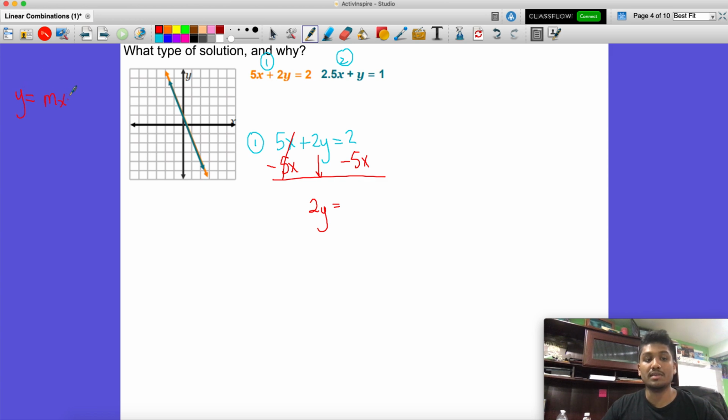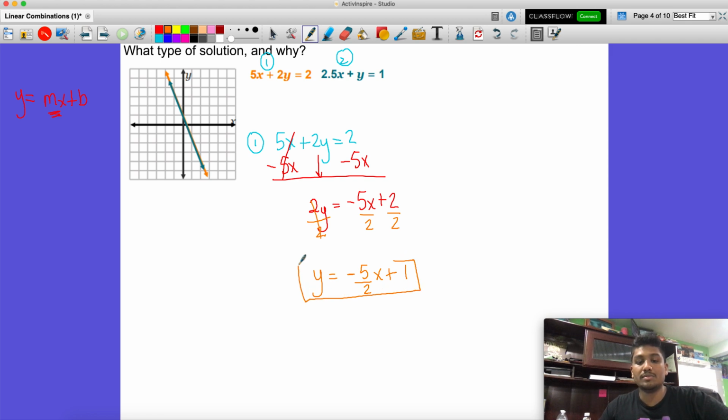This is y equals mx plus b, so our x is going to come first, so negative 5x, and then the plus 2. And to get the y here by itself, you divide everything by 2, and what you're going to get is y equals negative 5 over 2x plus 1. I'm just going to box that.